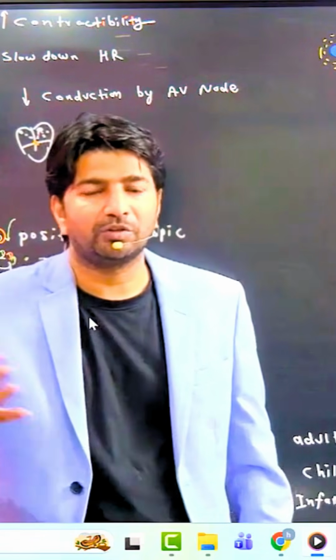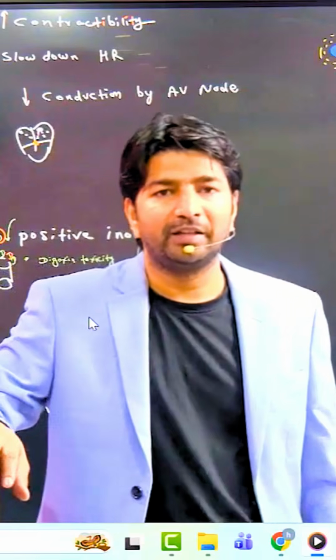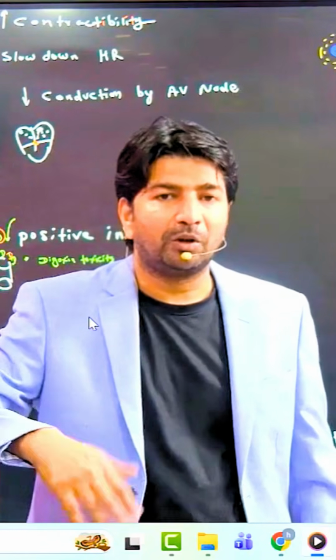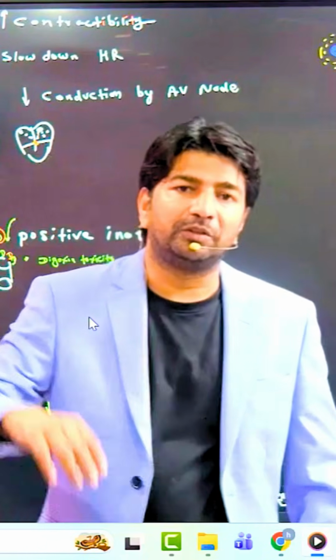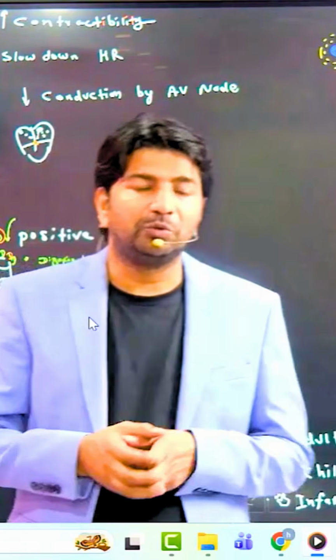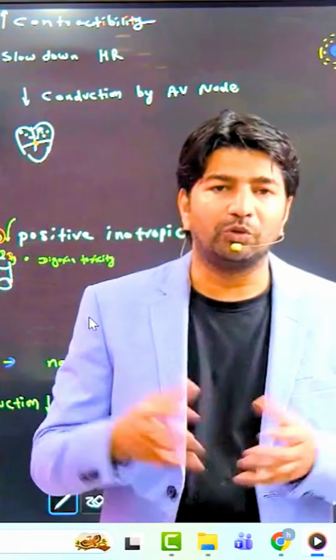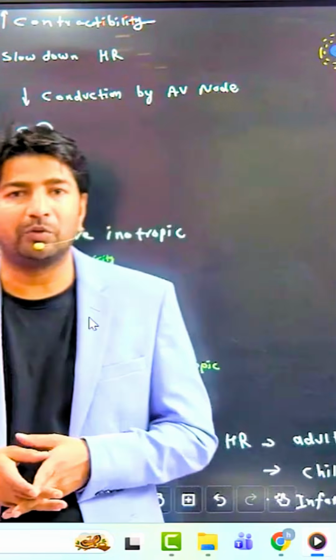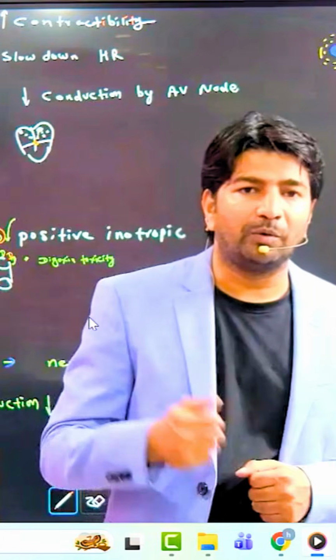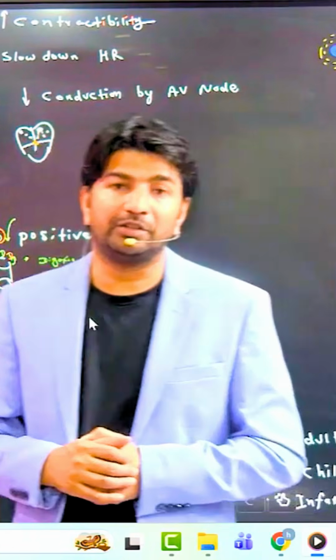Digoxin is a drug that belongs to the cardiac glycoside category. Digoxin is a positive inotrope. It's called a positive inotrope because it increases the force of the heart's contraction, which leads to an increase in stroke volume. When stroke volume increases, cardiac output increases as well. This is exactly why we administer digoxin in heart failure conditions.